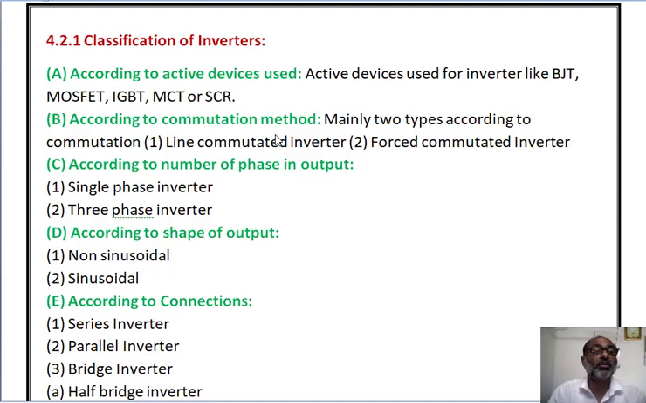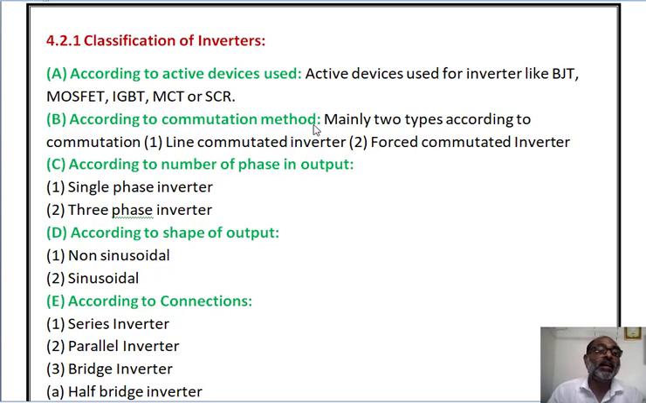Now the classification of inverters. First, classification according to the active devices used in the circuit. As active devices we use BJT, MOSFET, IGBT, MCT or SCR. These are the different types of devices used as active elements in the inverter, so accordingly we can classify it by which type of active components is used in the inverter circuit. Second, according to the commutating method. What is the commutating method? It is a method to turn off the SCR.